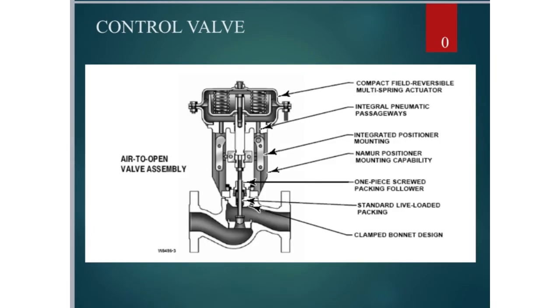In this image, we are seeing an air to open valve assembly. Its parts are compact field reversible multi-spring actuator, integral pneumatic passageways, integrated positioner mounting capability, one-piece screwed packing follower, standard live loaded packing, clamped bonnet design.